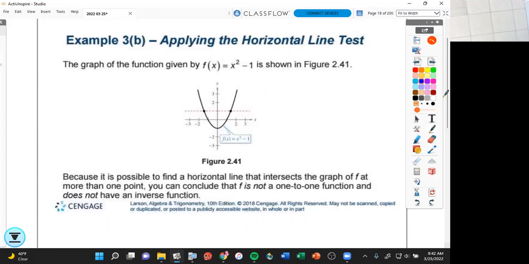The graph of the function given by x squared minus 1 is shown below. Because it is possible to find a horizontal line that intersects the graph at more than one point, you can conclude that this graph is not one-to-one, and because this graph is not one-to-one, it does not have an inverse.